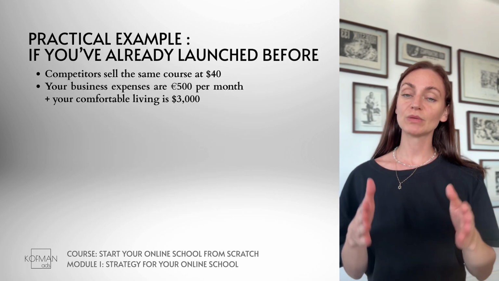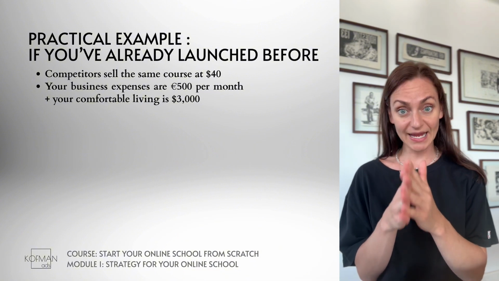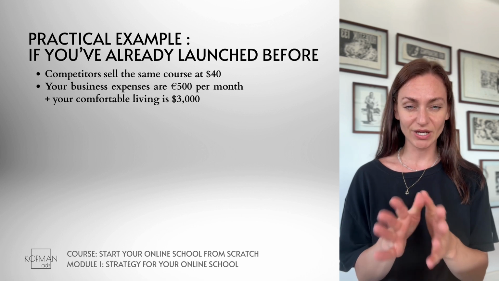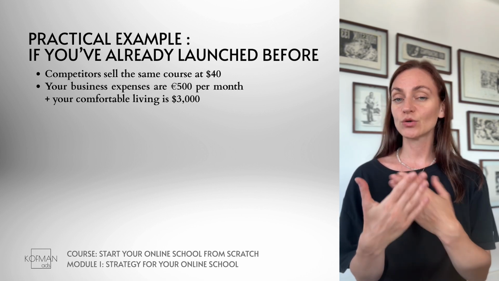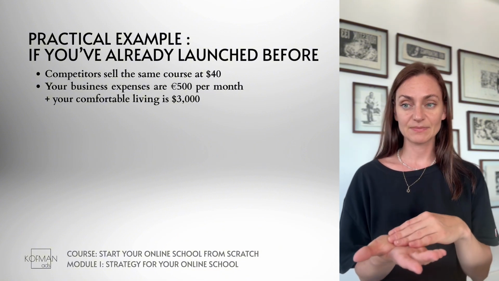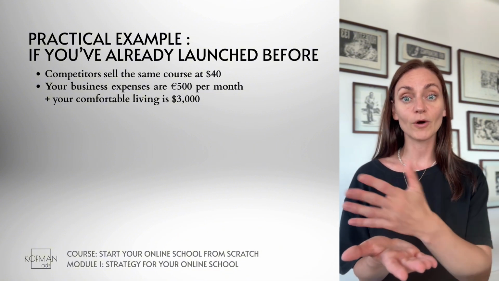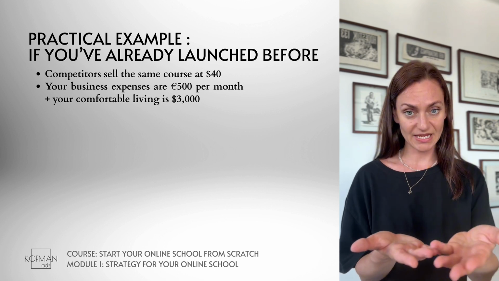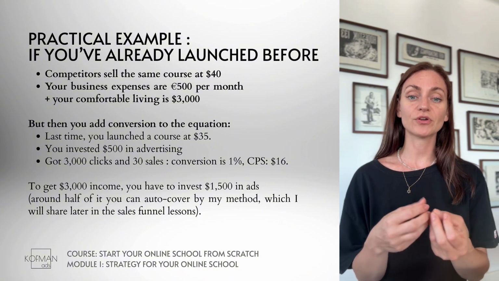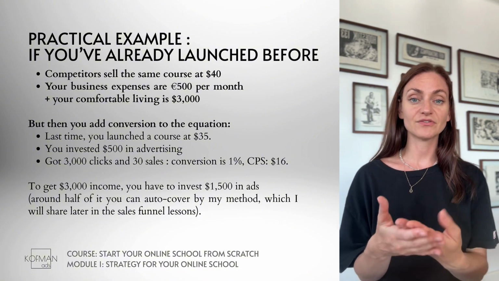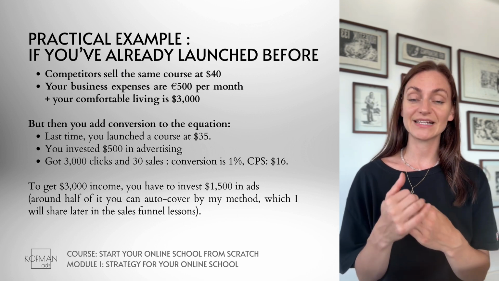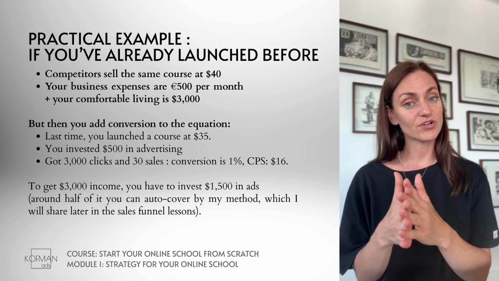Practical example number 2 will be based on the fact that if you have already had the experience of launching an online product and you have the data and you have some conversion rates and you can actually calculate a bit. So basically we will base on the same input data, like $40 per product. Your business expenses are like 500 per month, and your, let's say, minimum comfortable living cost is 3K. We're gonna start from that just for the sake of calculation. But let's say last time you were launching a product which cost like $35. You invested 500 in the advertising, you got 3,000 clicks, 30 sales, so your conversion rate is like only 1%, and cost per conversion is $16.